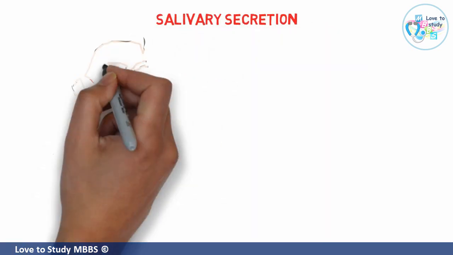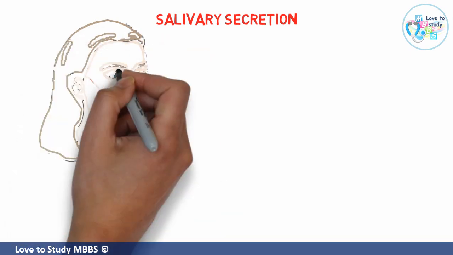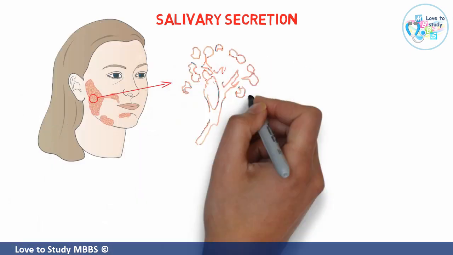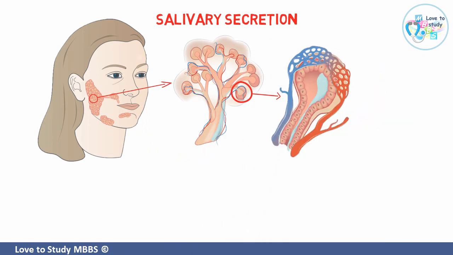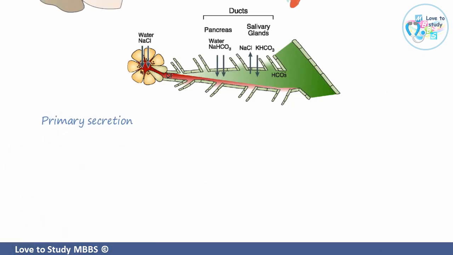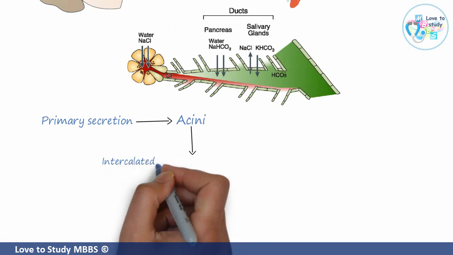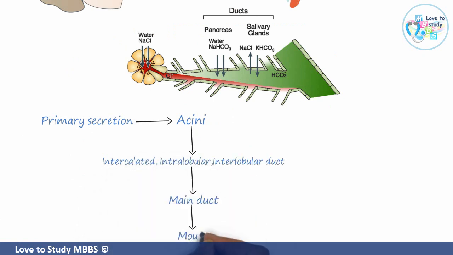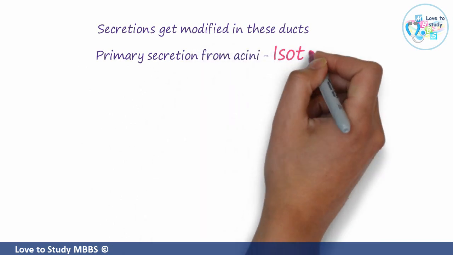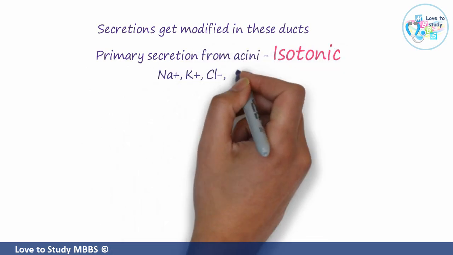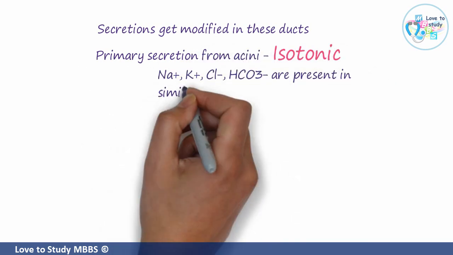Primary secretion is released into acini and flows through intercalated, interlobular and intralobular ducts to finally open into the main duct. Primary secretion is isotonic. Sodium, potassium, chloride, and bicarbonate are present in similar concentration to plasma. Then the secretions get modified in these ducts.